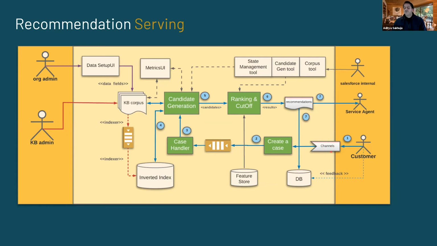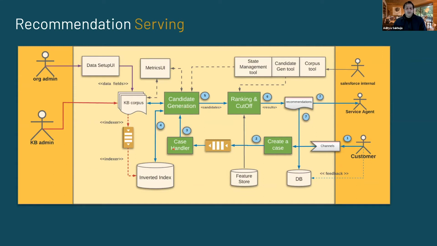There are multiple channels. It could be chat, voice, email, or directly creating a case. Once a case is created through any of the channels, it comes into our backend and is fanned out, and we have our message queue system to scale things up. On the other side, the handler starts triggering the answer engine, or the recommendation system, which we talked about earlier. The two stages were candidate generation and then ranking.